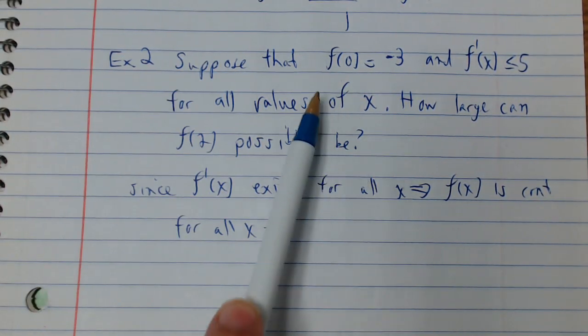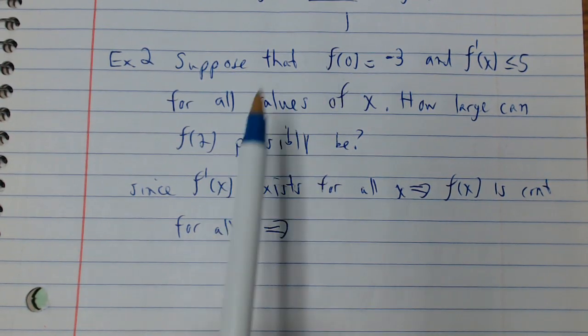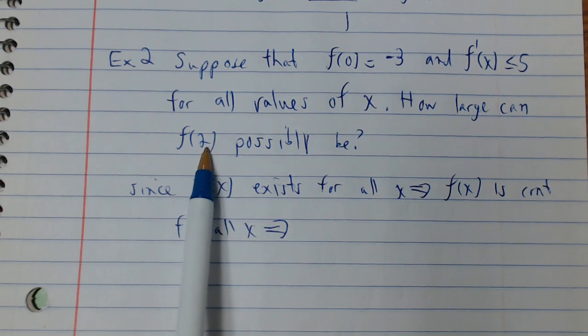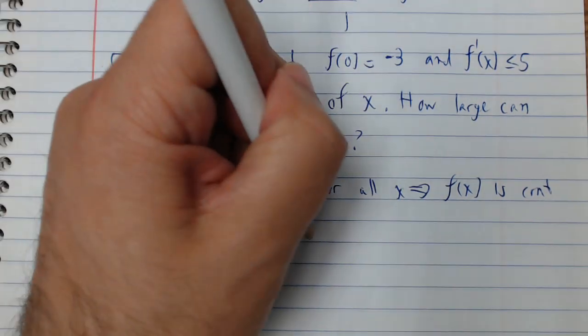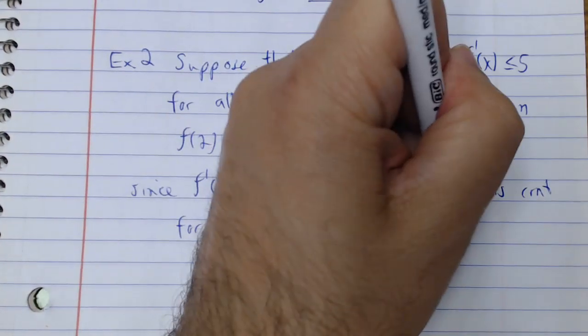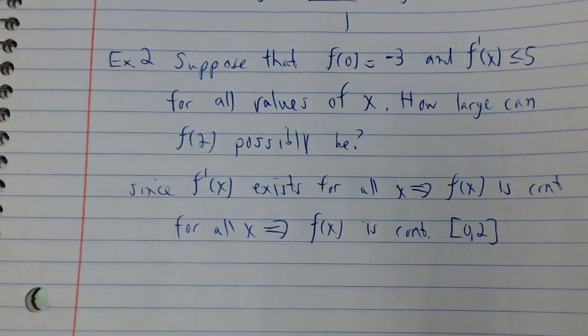I'm going to focus on the x values going from 0 to 2. Now, why do I want to use 0 and 2? Because I know what the y value is when x is 0, and I want to figure out what the y value is when x is 2, which then we could say f of x is continuous on the closed interval from 0 to 2. So the first condition of the mean value theorem has been satisfied.